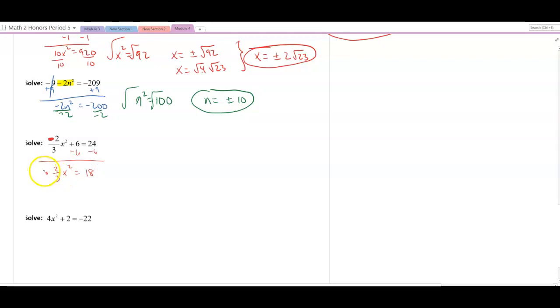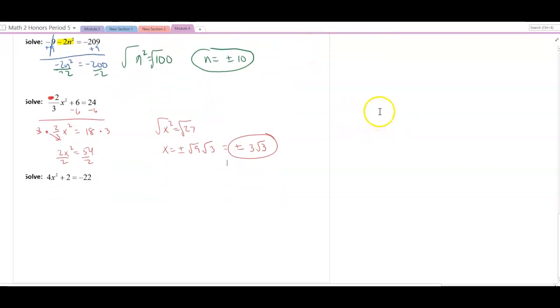Now, anytime I want to get rid of a fraction, the first thing I do is multiply both sides by 3. That leaves me with 2x squared equals 54. Then I'm going to divide by 2, and I get x squared equals 27. How do I get rid of the exponent 2? I take the square root. So x is equal to plus or minus, I'm going to break this up into root 9 times root 3. So plus or minus 3 root 3.